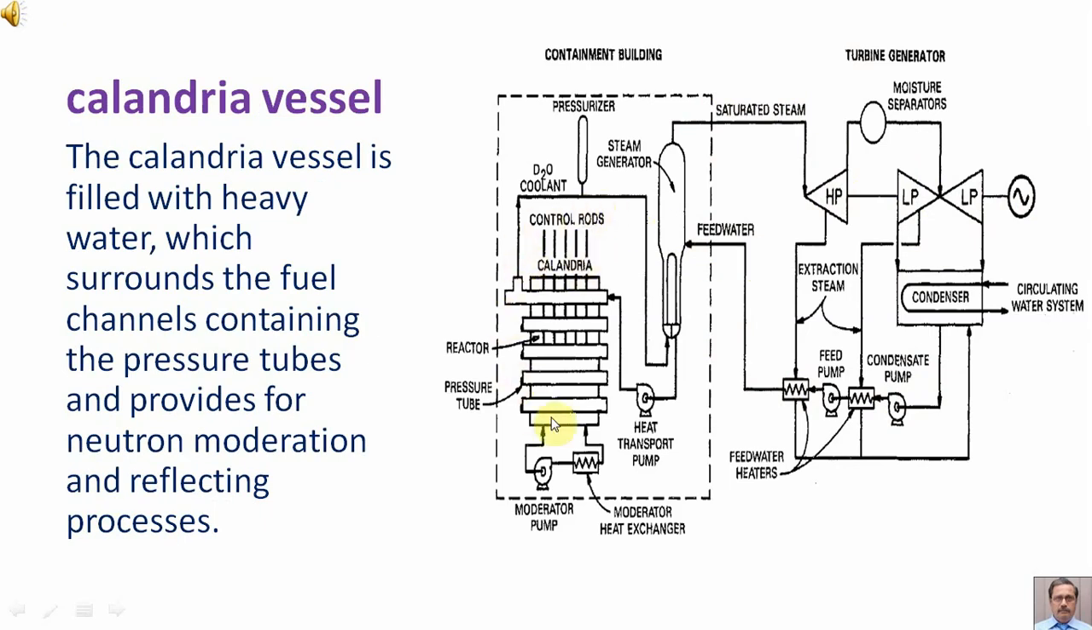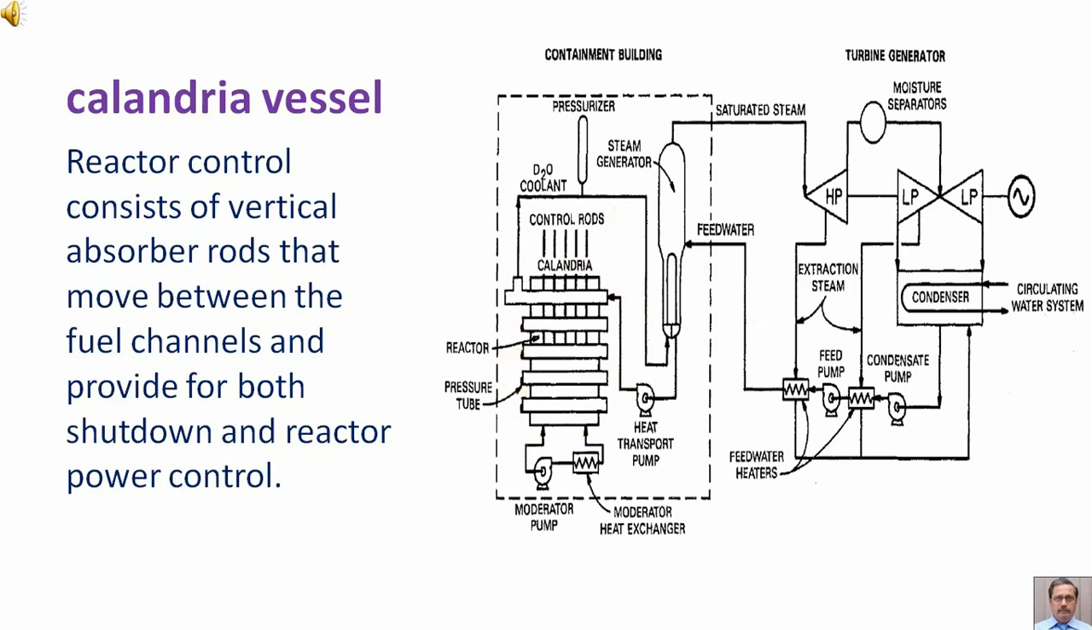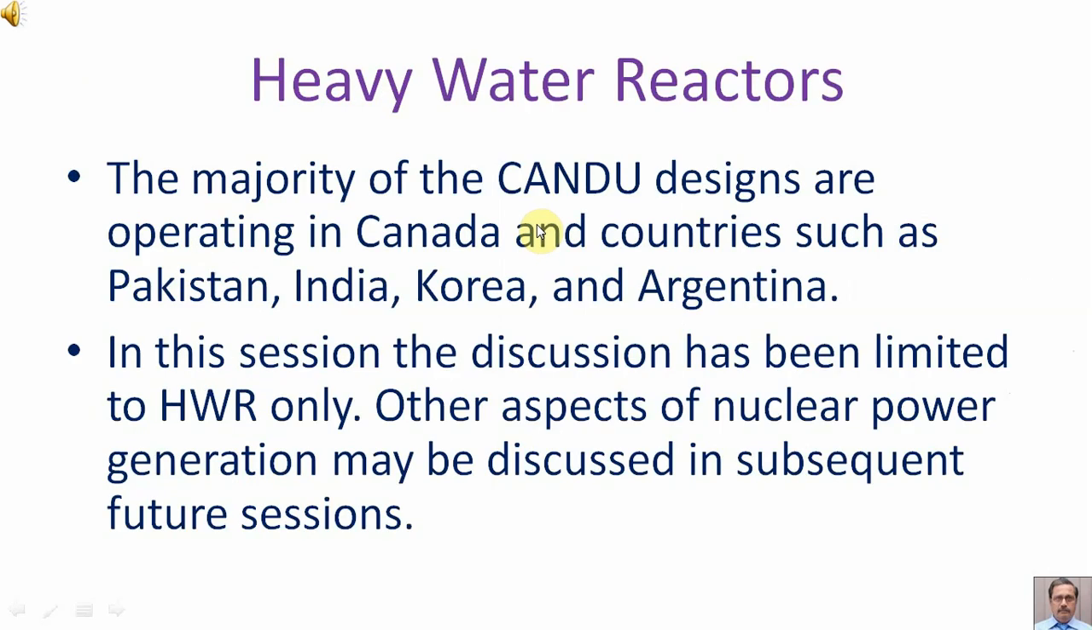The Calandria vessel is filled with heavy water which surrounds the fuel channels containing the pressure tubes and provides for neutron moderation and reflecting processes. Reactor control consists of vertical absorber rods that move between the fuel channels and provide for both shutdown and reactor power control. The majority of the CANDU designs are operating in Canada and countries such as Pakistan, India, Korea, and Argentina.